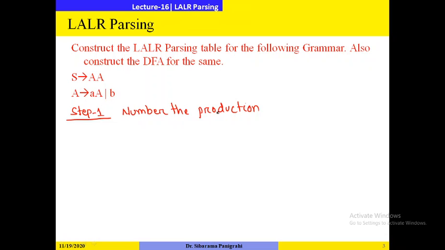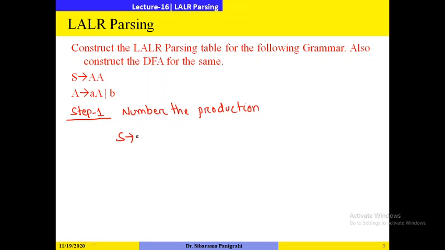The LALR parsing is 99% the same as CLR parsing. I will tell you the difference between LALR and CLR. There is only 1% difference. So let me go through the steps, and with this example I will explain what LALR parsing is and how it is different from CLR parsing. So first, step number one, we have to number the productions.